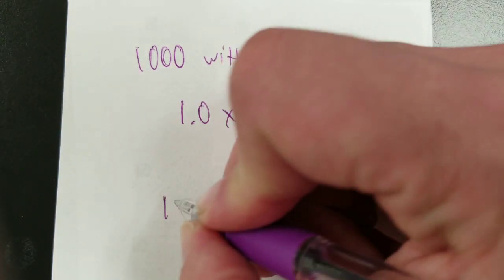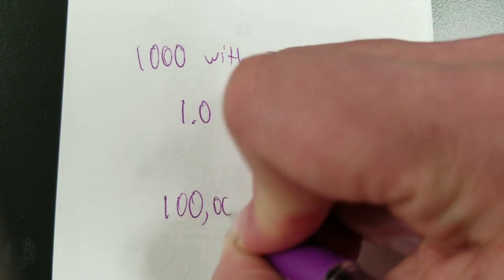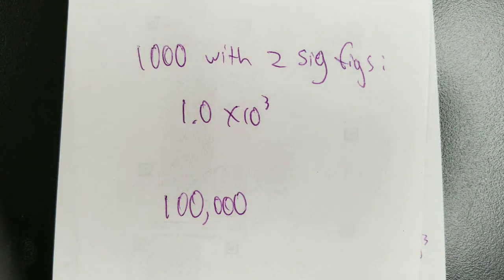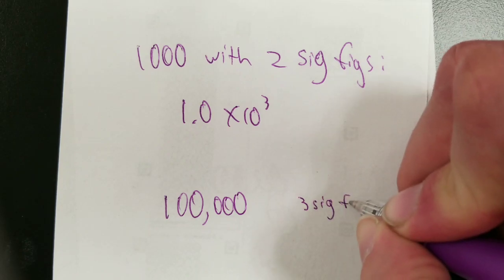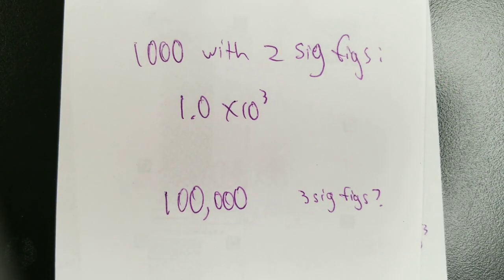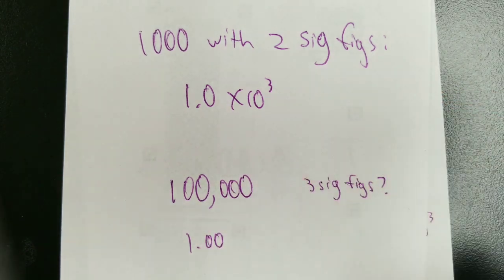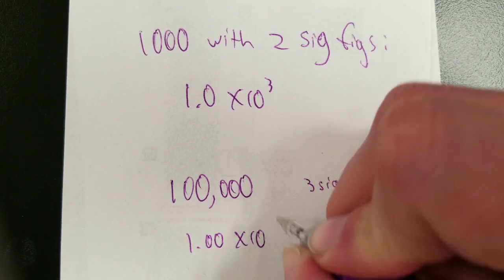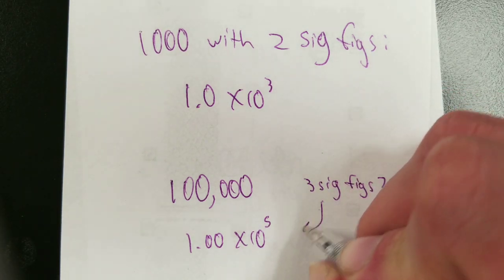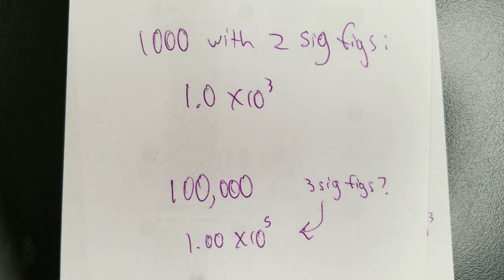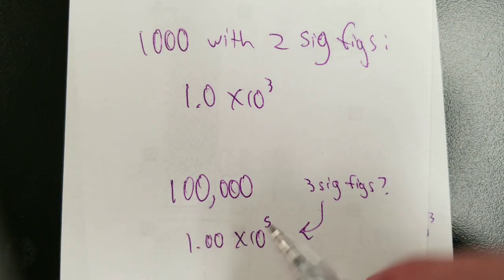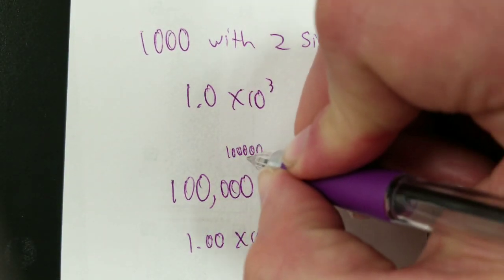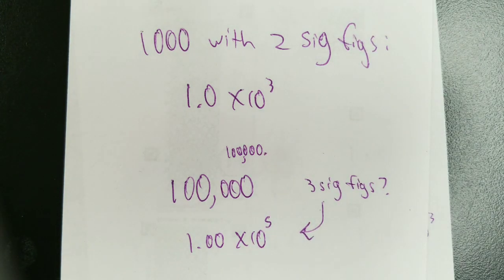Likewise, let's say you need the number 100,000 with 3 significant figures. How do you get that? 1.00, let's see, 1, 2, 3, 4, 5, times 10 to the 5th. That would give you 3 significant figures for a number like this, whereas, because right now it's 1 sig fig, this right here is 5 sig figs, so that's no good. But yeah, this will give you 3 significant figures.